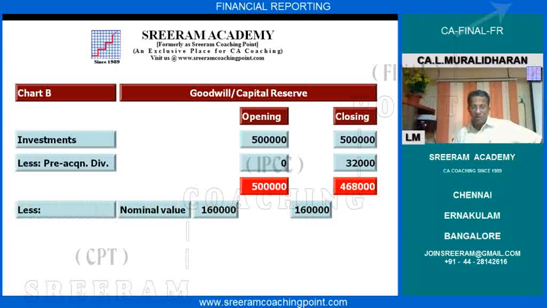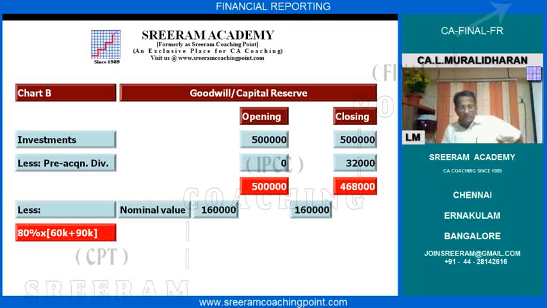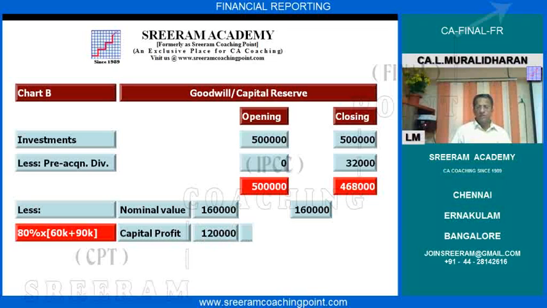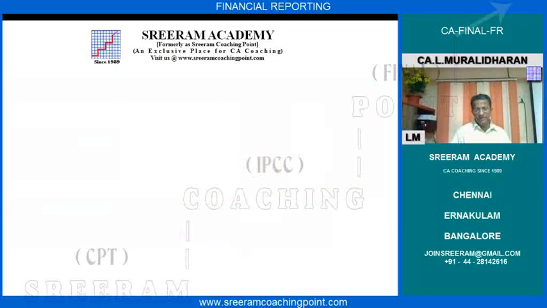So nominal value 1,60,000, and the amount of capital profit you prepared on the date of acquisition would be 60,000 general reserve. At that point of time, profit and loss account would have had only 90,000. So the deduction from profit and loss account happened only during the current period, and therefore the entire 90,000 would be there. Capital profit for the opening is different from that of capital profit for the closing. And in any case, you just find we end up with the same amount of goodwill, that being 2,20,000.